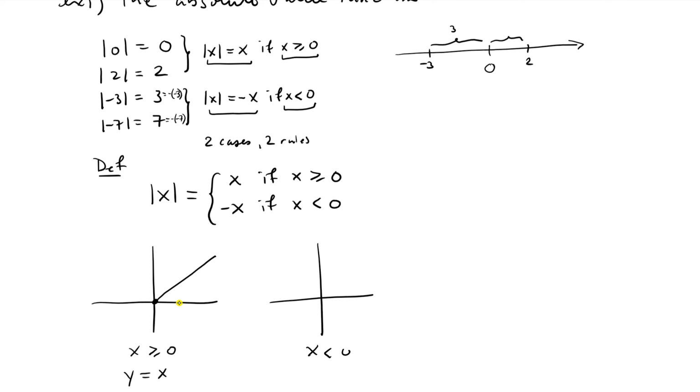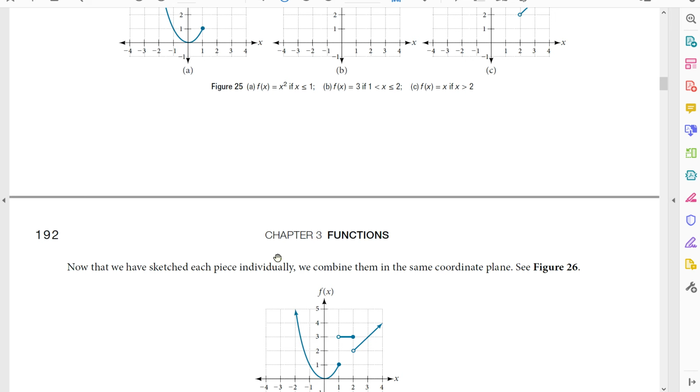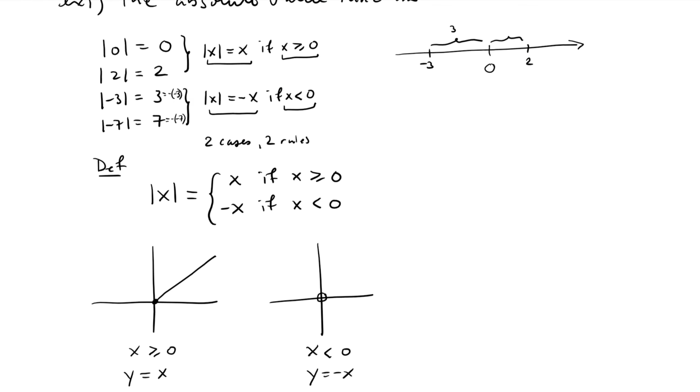Then the other part applies when x is negative. In this case, the y value is minus x. Now, minus x looks like this, but we only keep the part where x is negative. So that excludes 0, by the way. So there's an empty dot at 0. And we've got this function with a slope of -1, right? A line with a slope of -1.